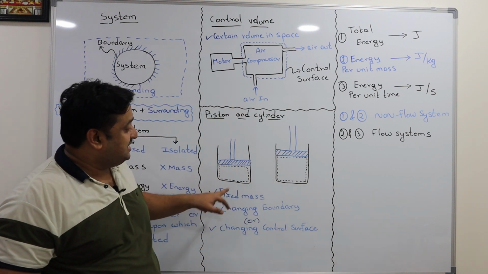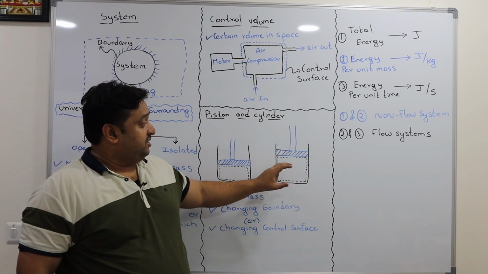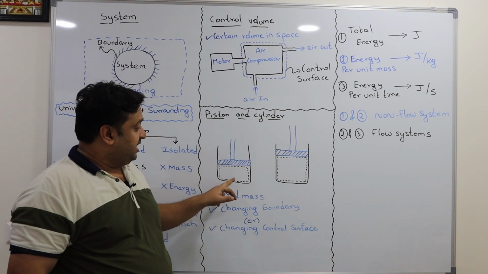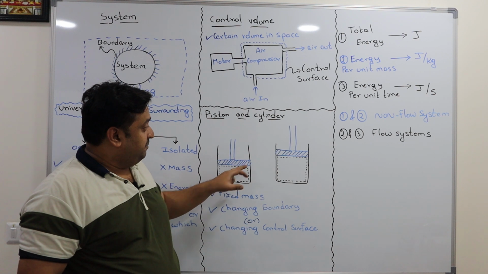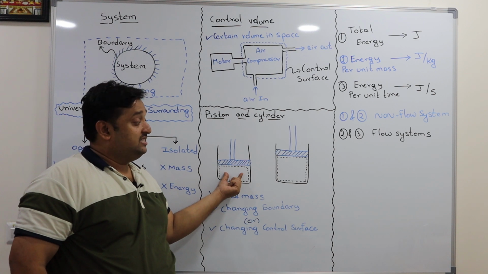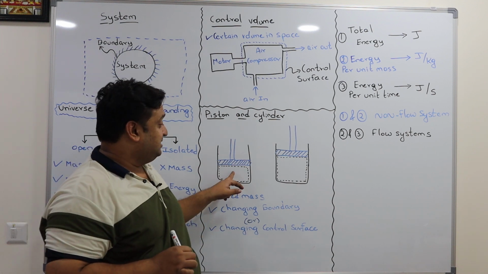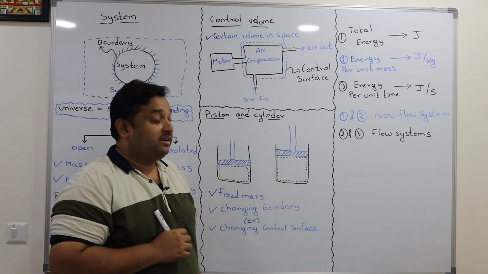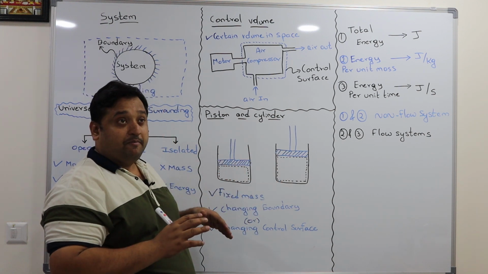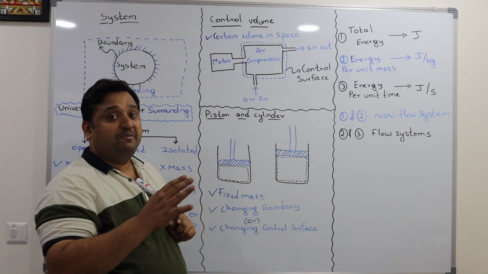If I consider a piston and cylinder assembly, you can see here the piston got expanded. This is before expansion, this is after expansion. If I draw the boundary before the expansion, and I move the piston, whatever matter is there in this piston and cylinder gets expanded. You can see the boundary has also expanded because the mass is fixed here. It's a perfect example of moving boundaries. That means sometimes the boundary may be fixed, sometimes the boundary may be moving.